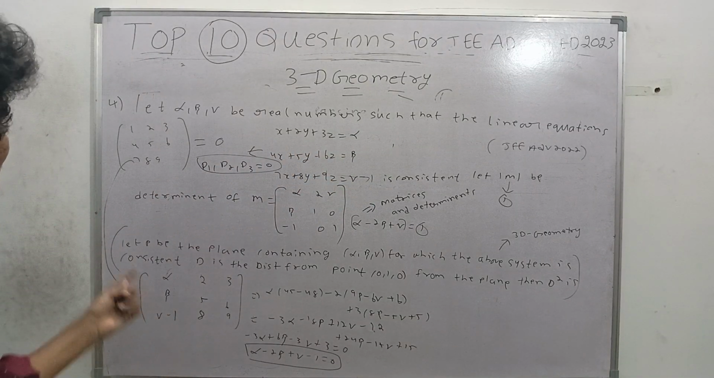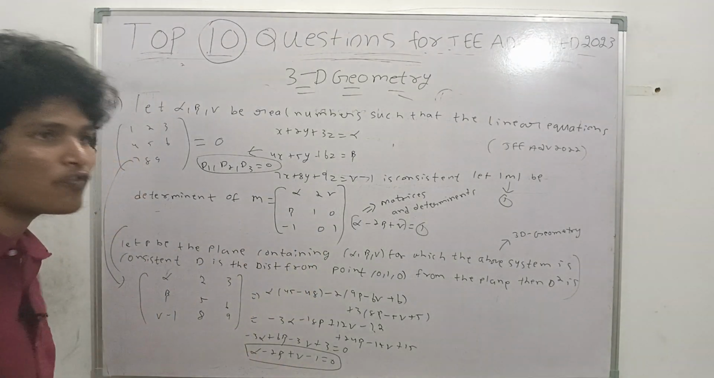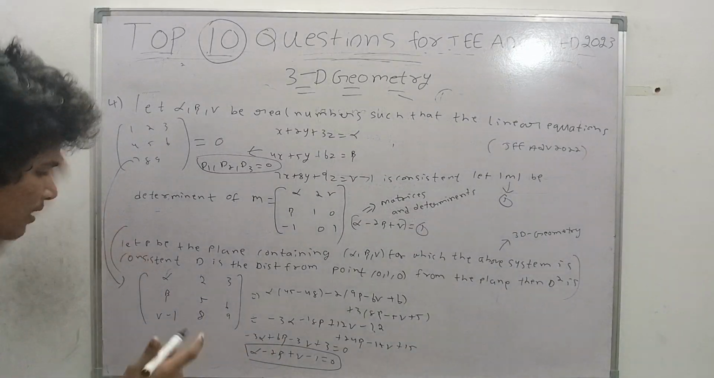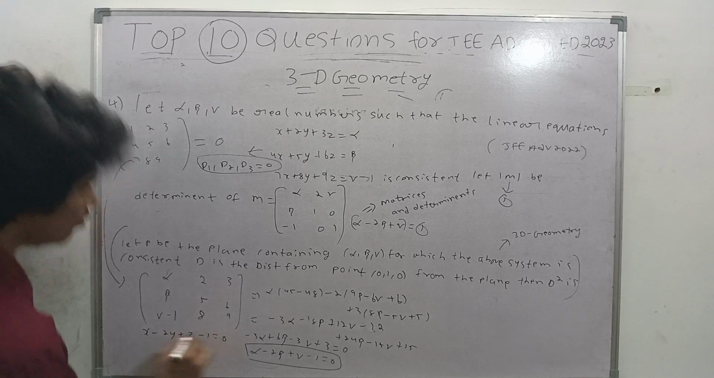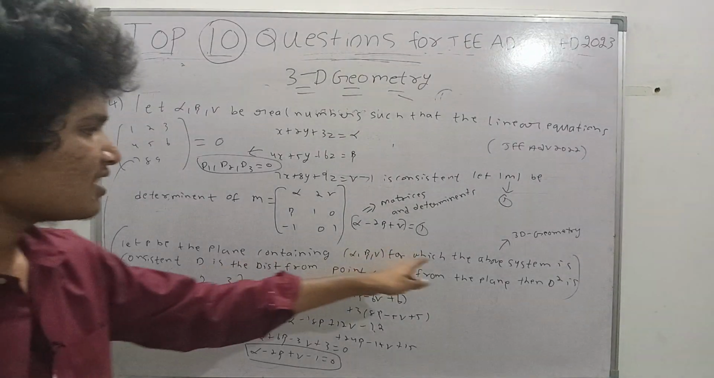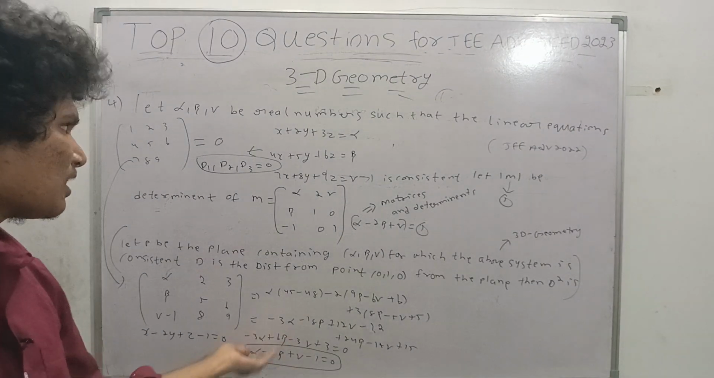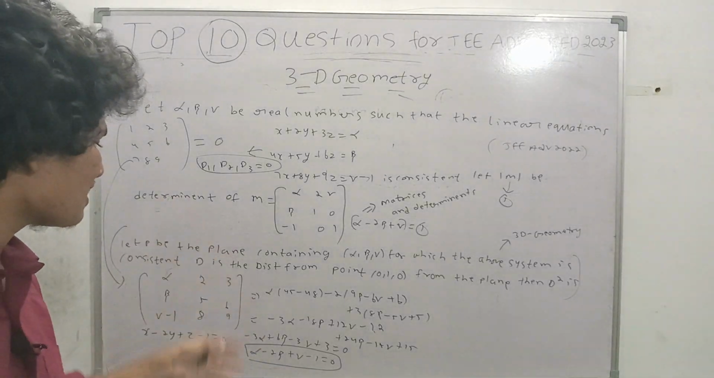Now what they are saying: let P be the plane containing alpha, beta, gamma. I can replace alpha, beta, gamma with x, y, z. So simply x minus 2y plus z minus 1 equal to 0. I replace it now. For which the above system is consistent. Yes, it is consistent only because alpha, beta, gamma are the points used from the system of linear equations. So it will be consistent only.